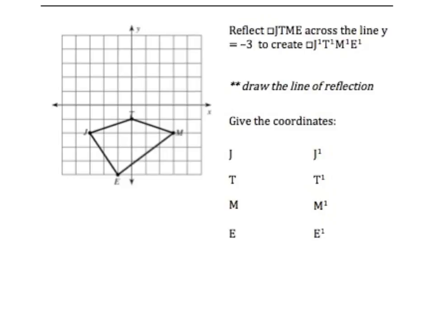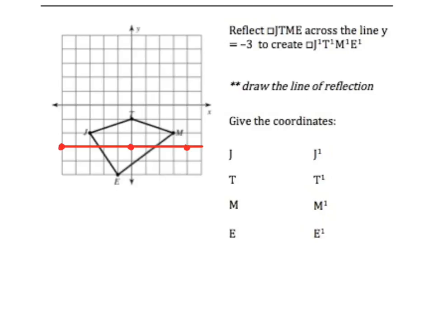All right. Reflect polygon JTME across the line y equals -3. All right, we're not using an axis again, and we're going to create the polygon JTME sub 1. First thing to do is draw the line of reflection. Well, if y has to equal -3, if I'm not comfortable with that, I can just pick some points, right? So there's a point where y equals -3. There's another point where y equals -3. And there's another point. There we go. There's our line. Okay.